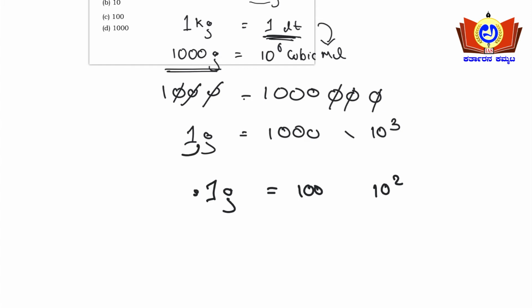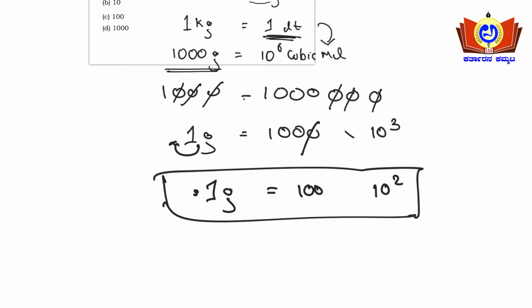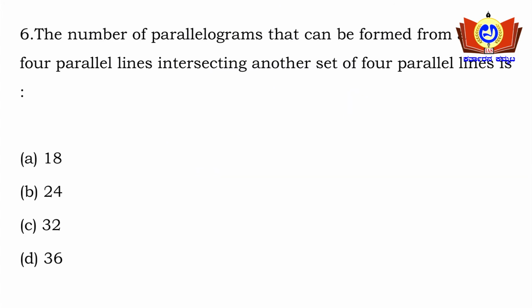0.1 gram means the point will be moved here and 1 zero will be cancelled here, so 0.1 gram will be 10 to the power of 2 cubic milliliters, or else 100 cubic milliliters, my dear friends. Hence option C is the right answer, my dear friends. Okay, so moving on to the next question.